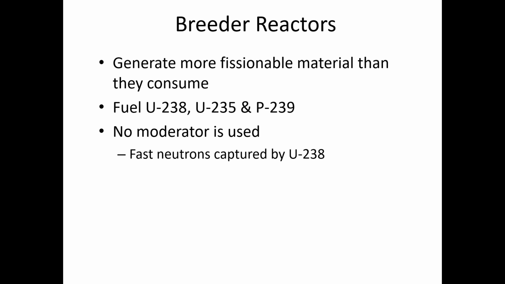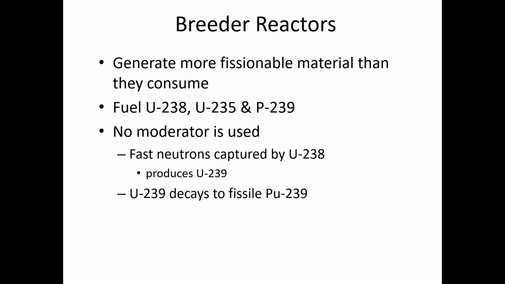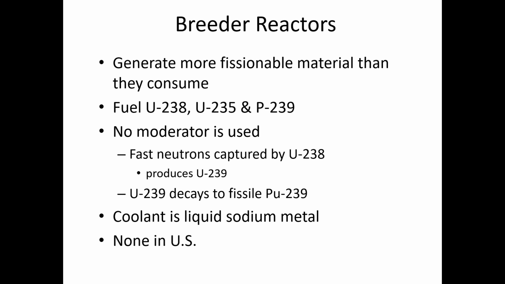So what does it mean? It means that fast neutrons are captured by uranium 238. It produces uranium 239. Uranium 239 decays to fissile plutonium 239. That's why no moderator is needed. The naturally occurring uranium 238 is converted to uranium 239, which then decays to fissile plutonium 239. The coolant in this kind of reactor is liquid sodium metal.